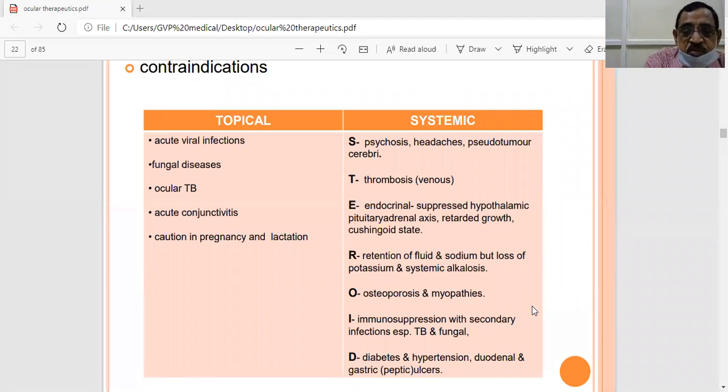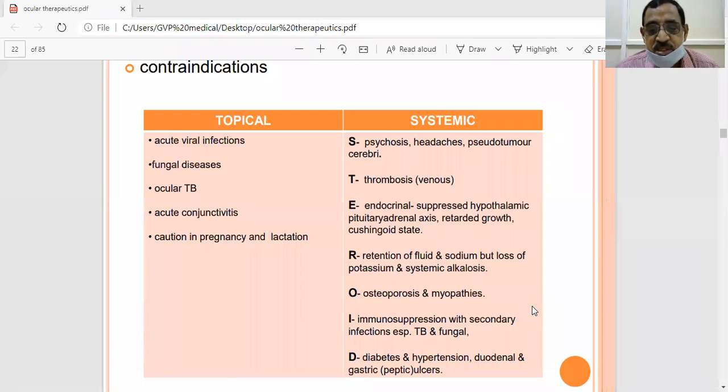If the patient is postmenopausal and already has osteoporosis, or if there is any evidence of myopathies, we don't use it. And in case of immunosuppression with secondary infections, especially tuberculosis and fungal infections, we don't use systemic steroids.